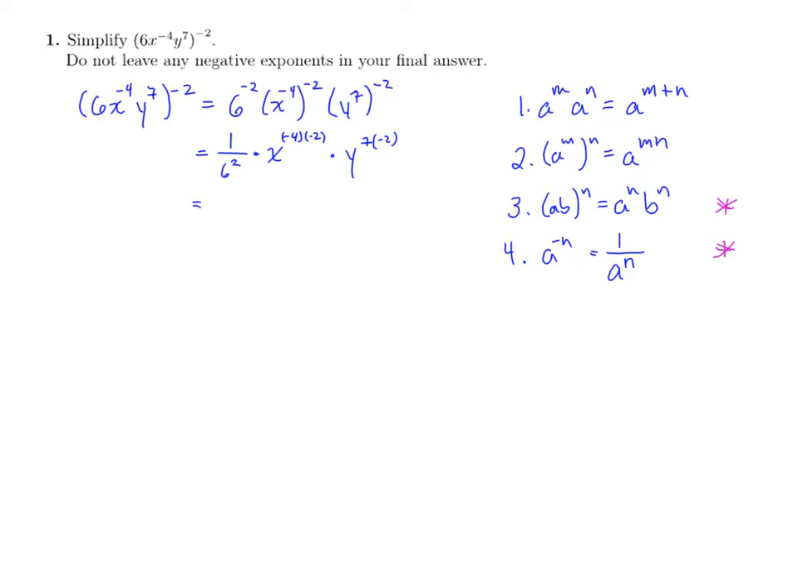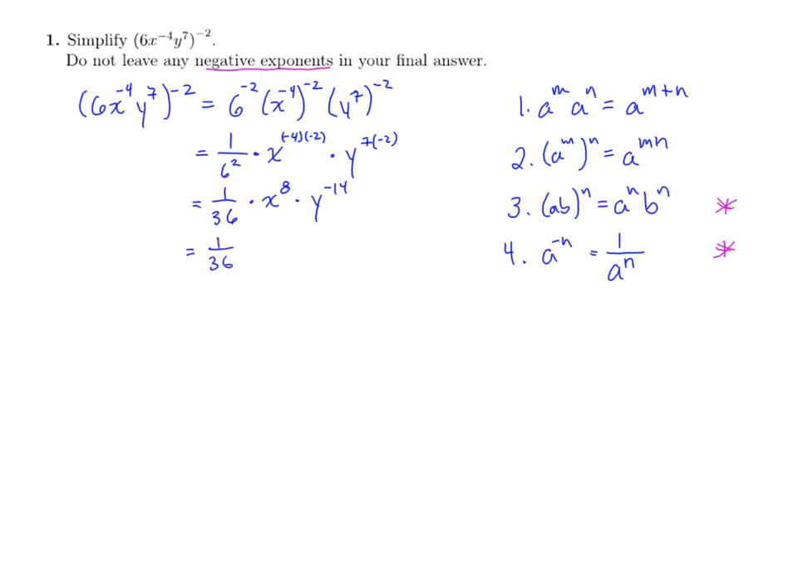Simplifying this, 1 over 6 squared is simply 1 over 36. X raised to the negative 4 times negative 2 will just be x to the 8th. And then this last one, y raised to the 7 times negative 2 is y raised to the negative 14th. I'm not quite done here. I need to not have any negative exponents in my final answer, and in general, I want to combine these as much as I can in terms of writing a fraction. So y to the negative 14th is what I want to work with here.